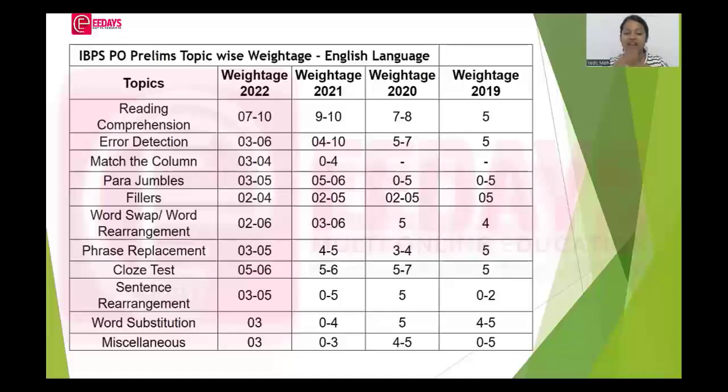Sentence rearrangement, an average of 5 to 6, and word substitution comes with an average of 4 to 5. Again, miscellaneous. Apart from all these topics, there would be something which doesn't fit in them, and that miscellaneous would be around 3. Sometimes you get 0 also, so you can expect 0 to 3.